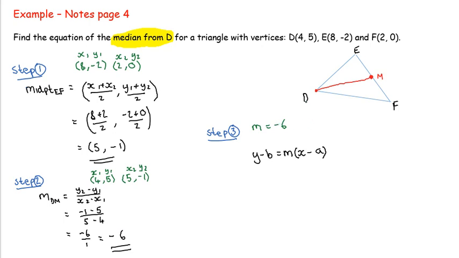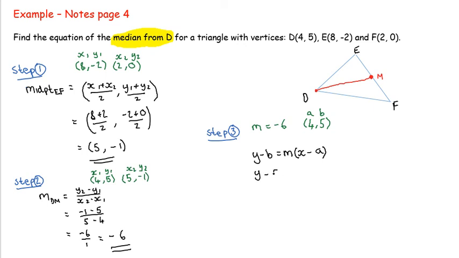And the point I'll use, I can use D or M. Let's try and pick the easier one. So I've got (4, 5) or (5, -1). I'll maybe pick (4, 5) as my point. Again, you could have picked the other one. Call that a, call that b. Okay, and then from there, just put in my information.